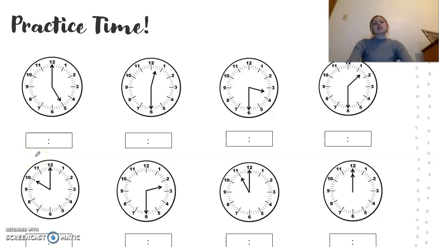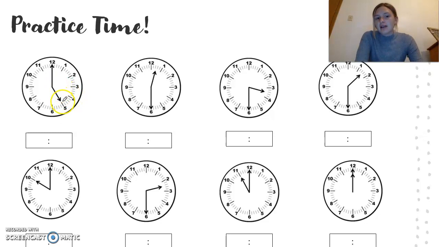Okay, perfect. So starting with our top one, the left-hand corner. What time do we see that as? We have the little hand pointing to the 5 and the big hand pointing to the 12. Write down your answer when you have it. Okay, our answer should be 5 o'clock. Hopefully all my friends have 5 o'clock written down. Good job.